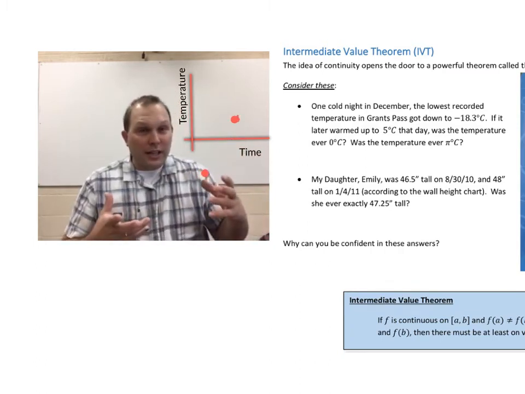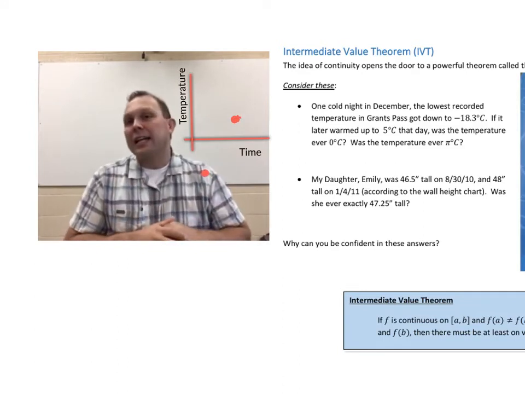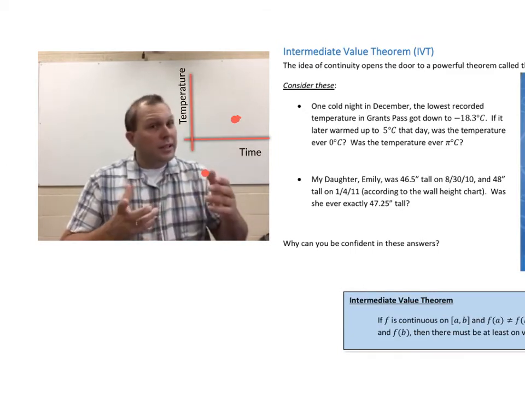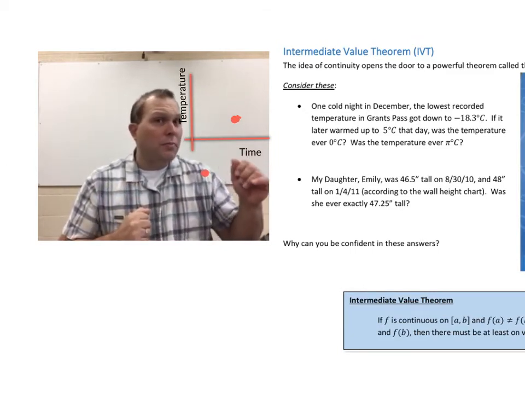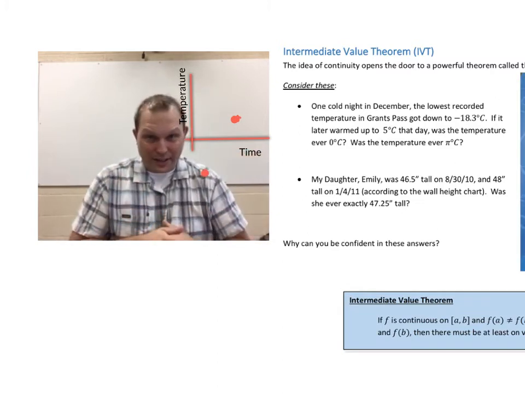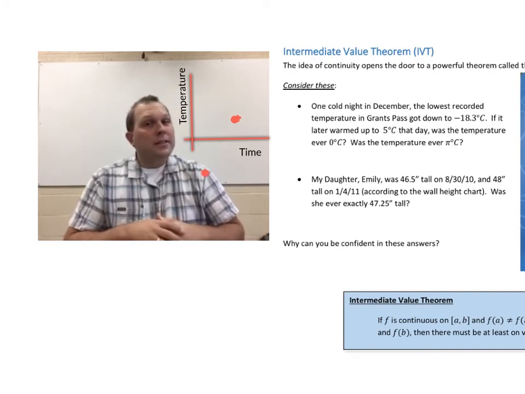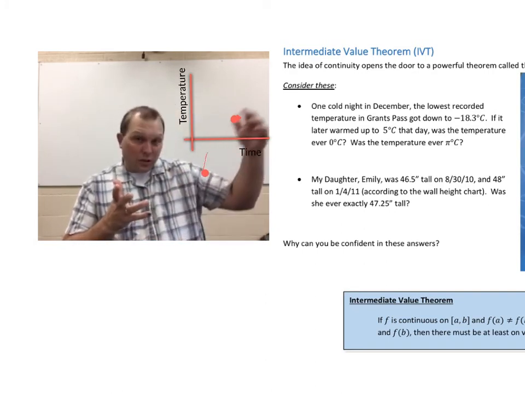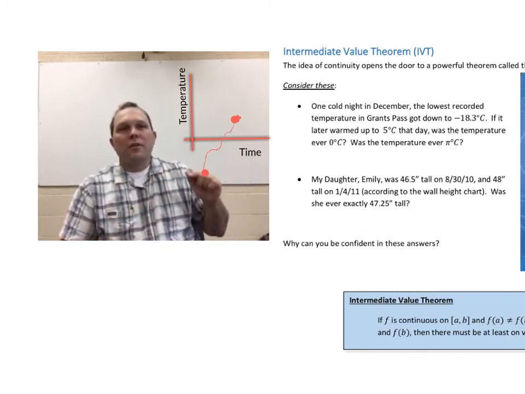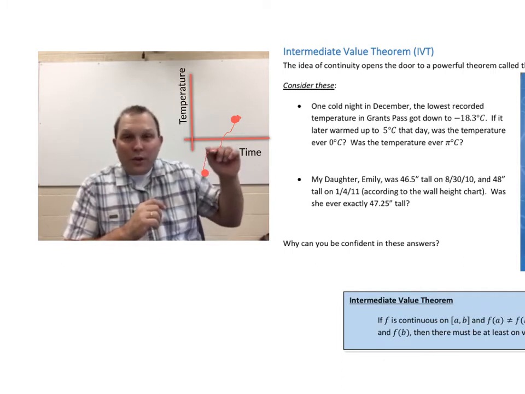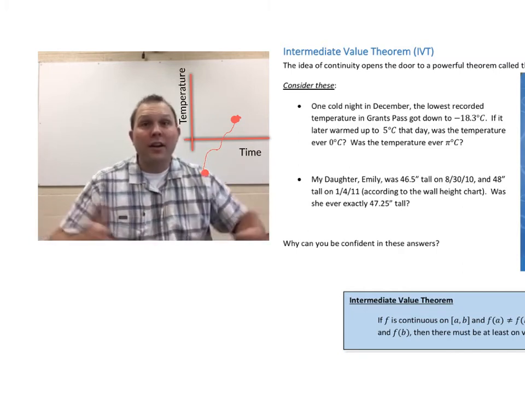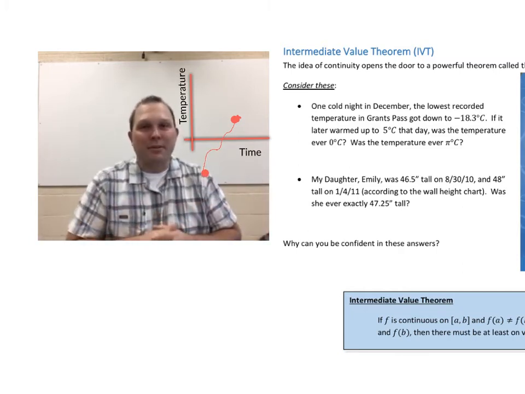The question is, was it ever exactly 0 degrees? Well, we can also ask if it was pi degrees. Was it 3.14159 degrees, exactly pi degrees? Did that ever happen? Well, since temperature is continuous, then we know that at some point the temperature had to climb from down at negative 18.3 all the way up to 5 degrees. So it had to pass somewhere. We don't know where, we don't know when, but it had to happen.